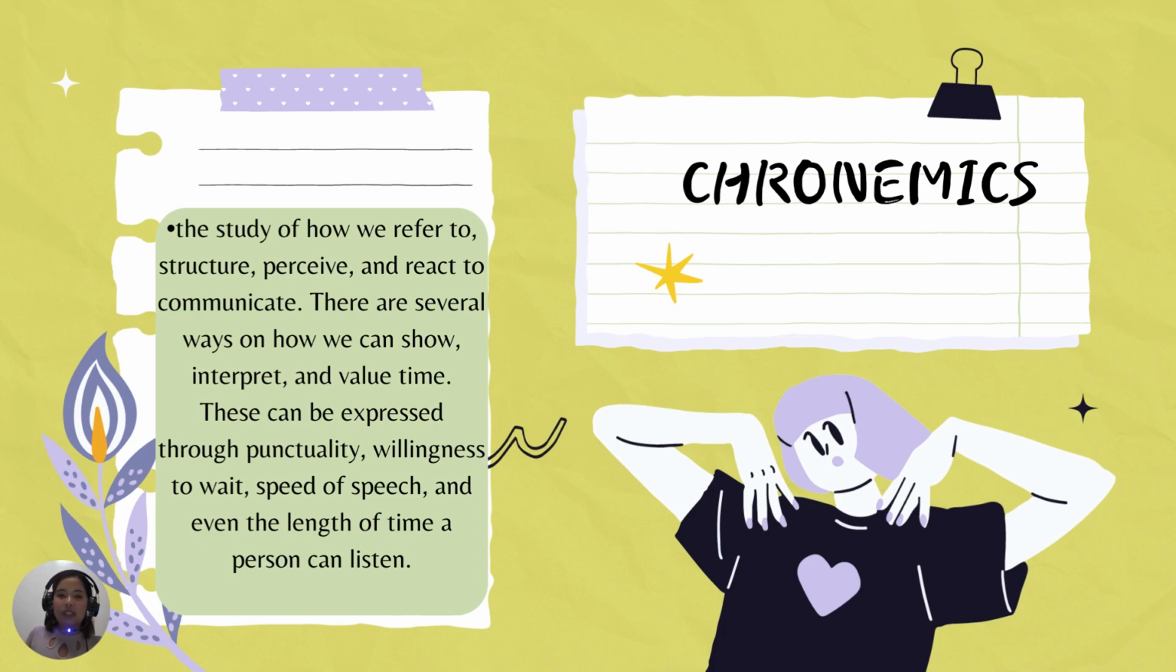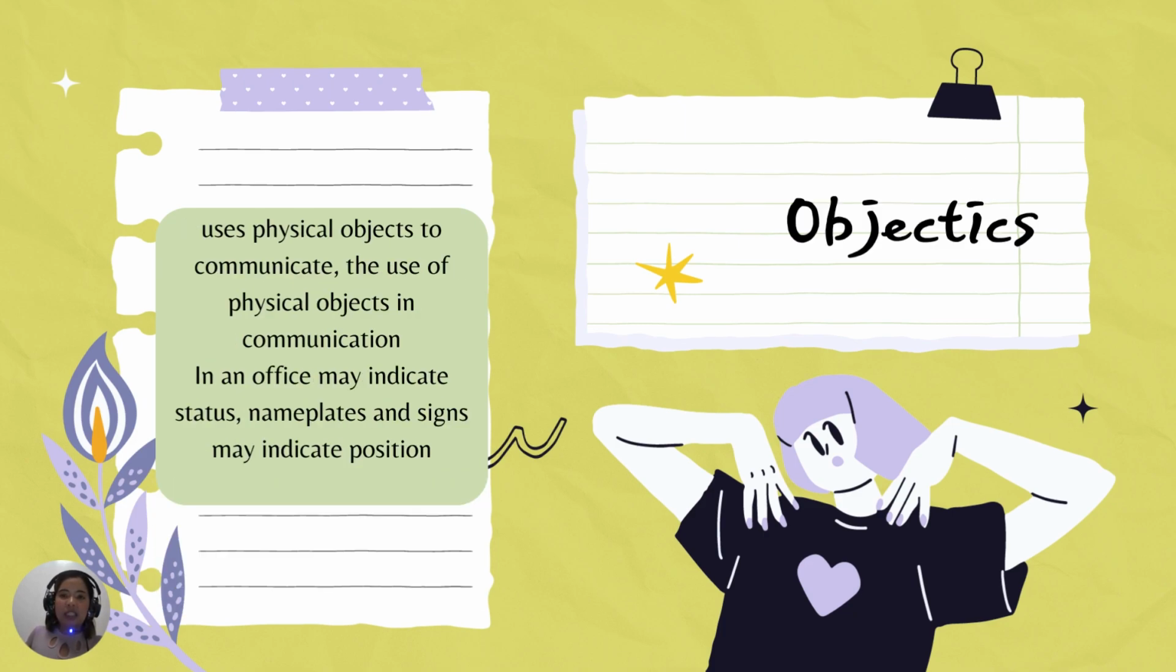So the next one is about objectives. Objectives is basically more of using physical objects to communicate. The use of physical objects in communication in an office may indicate status, nameplates, and signs, and may indicate position. Not only that, but the way you look is still under objectives. So we try to look into the physical objects that surround us and try to make an interpretation, making meaning out of it. So that's objectives.